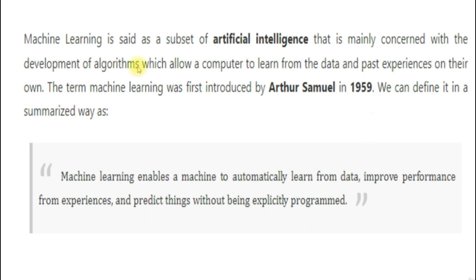Machine learning is said to be a subset of artificial intelligence that is mainly concerned with the development of algorithms which allow a computer to learn from data and past experiences on its own. The term machine learning was first introduced by Arthur Samuel in 1959. In a summarized way, machine learning enables a machine to automatically learn from data, improve from past experiences, and predict things without being explicitly programmed. So, this is how you can define machine learning formally.